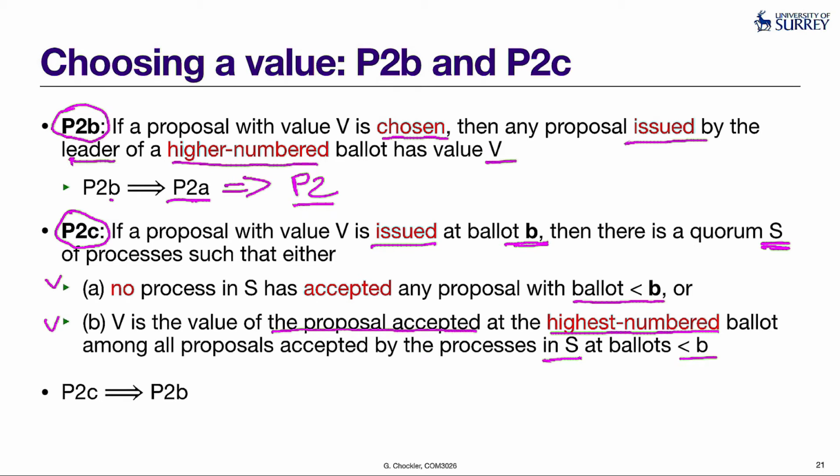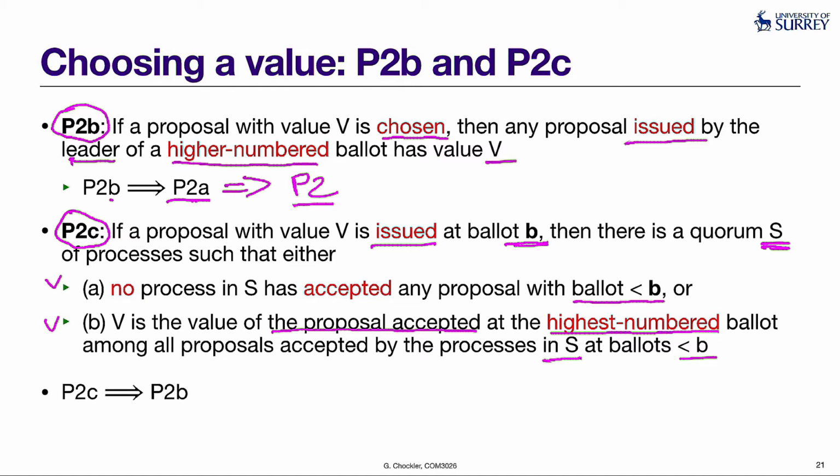Okay, so this subproperty B may look a bit unclear. So what exactly is going on here? How it addresses the situation that the leader must actually pick a value that was previously chosen by a quorum. Okay, so we will see this in the next slide.